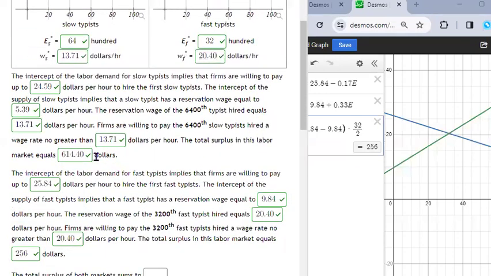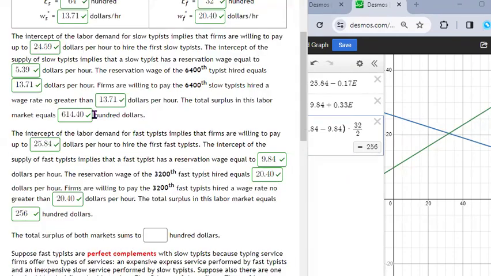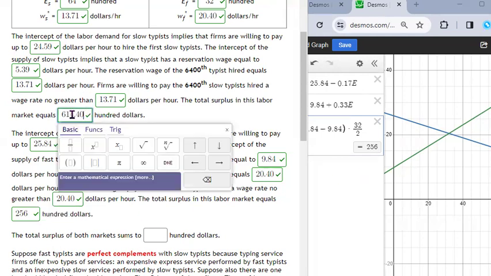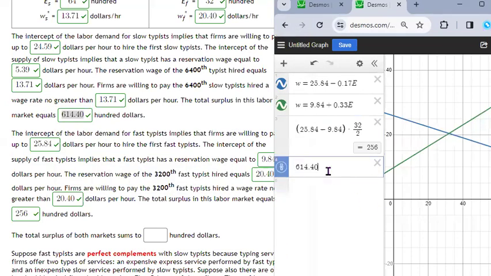I'm going to edit this so this says $100 and this says $100. Okay, so I just added the 100 there, right? And 100 there. Okay, now the total surplus is the sum of the two, right? We got $614.40 plus the 256, right? So total surplus in both markets.